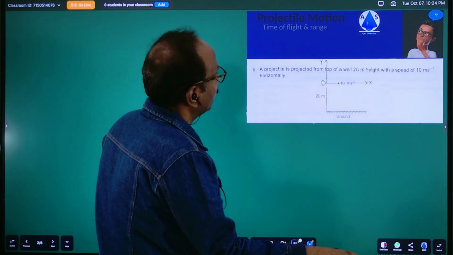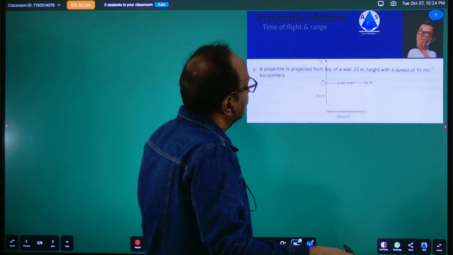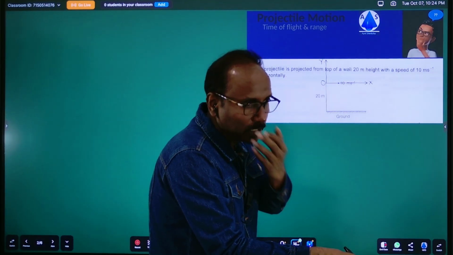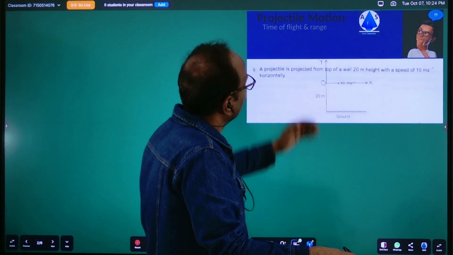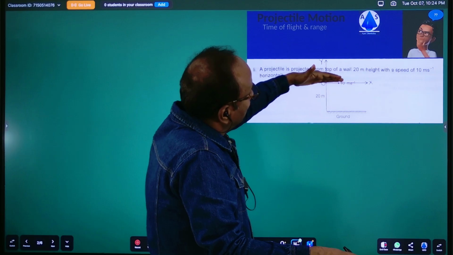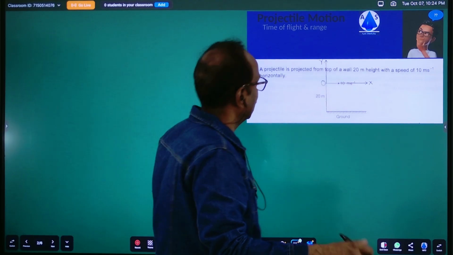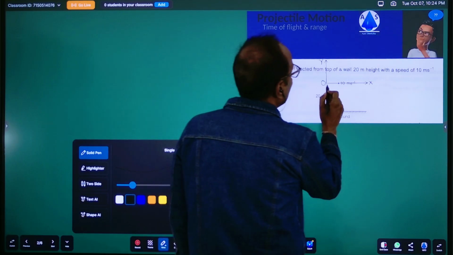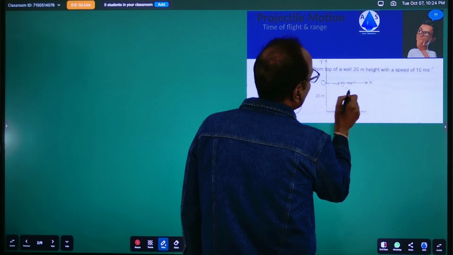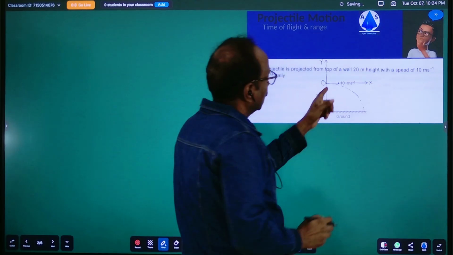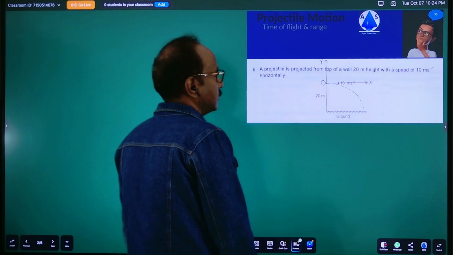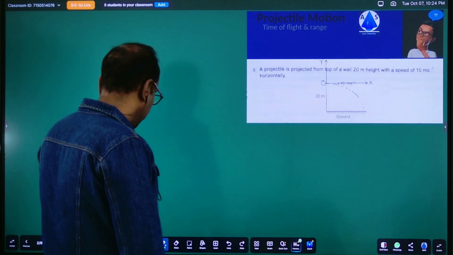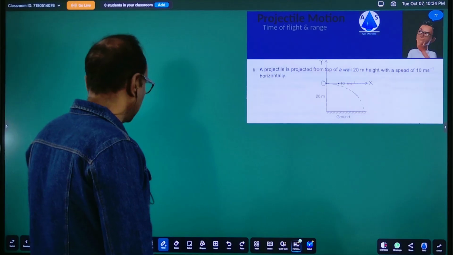So here the time of flight will not have the same formula as when it was projected from the ground and the projectile comes back to the ground, because it has been thrown from a height. So it will remain in the air coming from here to here. So how will you get this time of flight? Let us say again capital T, the time of flight.